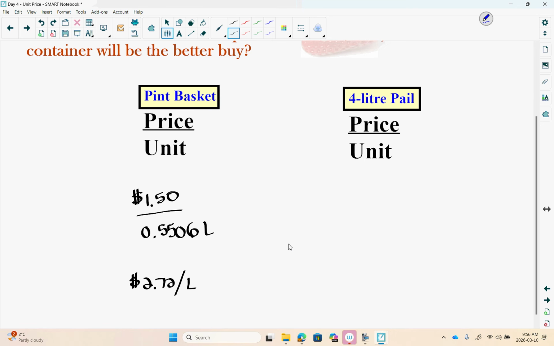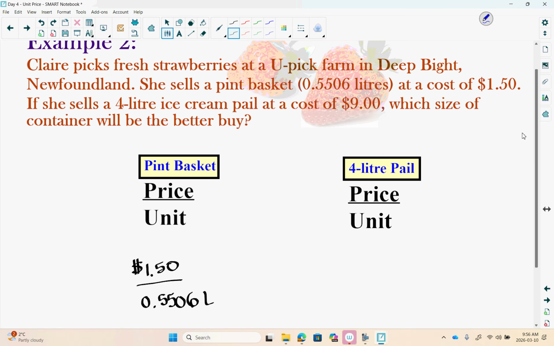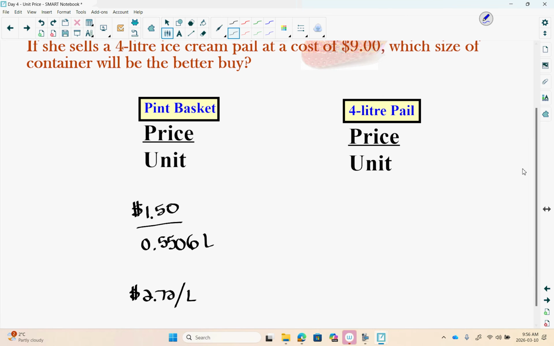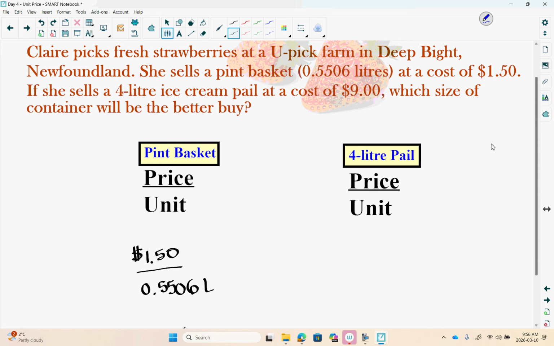You could do that, okay? And if you did 2.72 times 4, okay, what would that give me? 2.72 times 4. We get $10.88. So $10.88 for 4 liters. So what would you rather pay? $10.88 for 4 liters of strawberries or $9? Yeah, you'd rather spend less money. Okay, so that would be one way to do it, Walker.